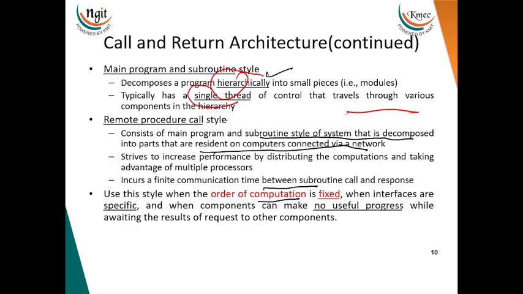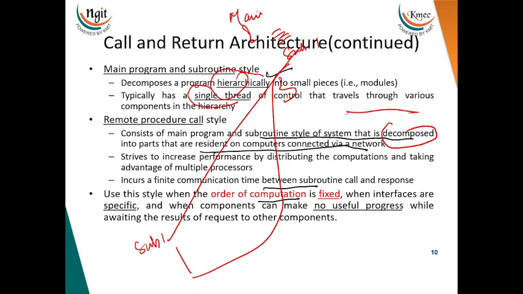Remote procedure call, yes, subroutines are there. The main program and subprogram style is decomposed. At any given time, I am writing a main program. I write a subprogram name 1, and a subprogram may be somewhere down the line. So the cursor comes up, executes, then goes back, correct? This is what the subprogram does. It can increase performance by distributing components and ensuring finite communication between the subprograms. So main program, hierarchical structure, a single thread, and it consists of the subroutine style.